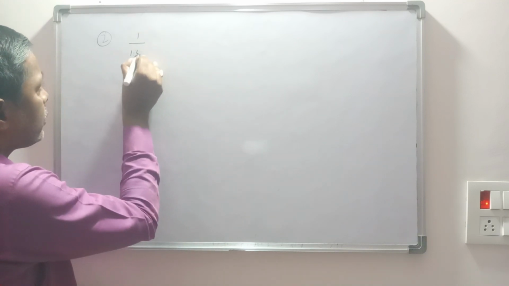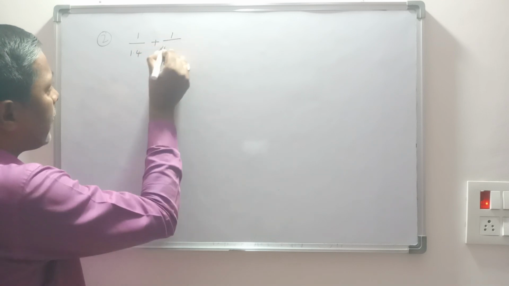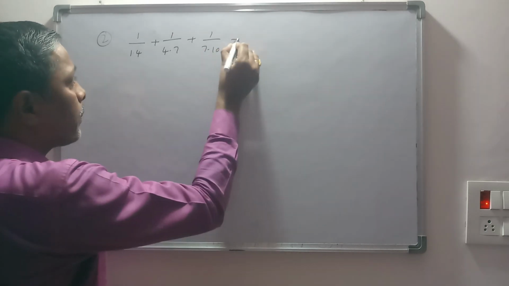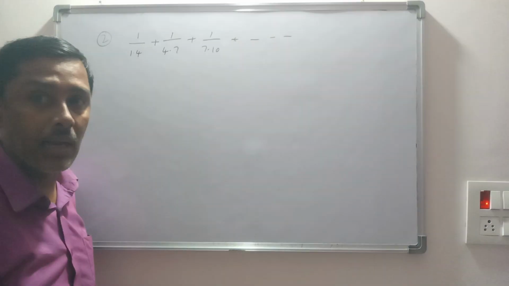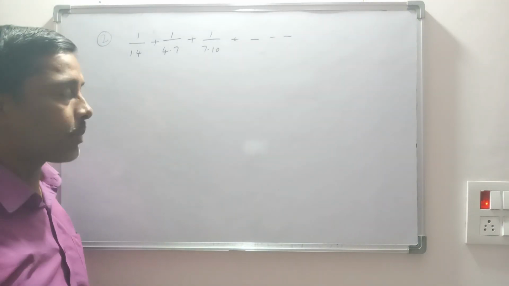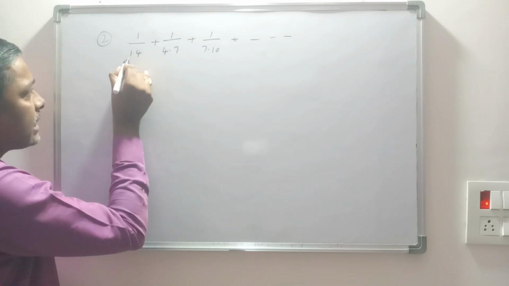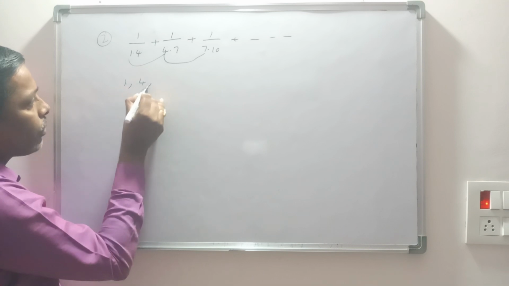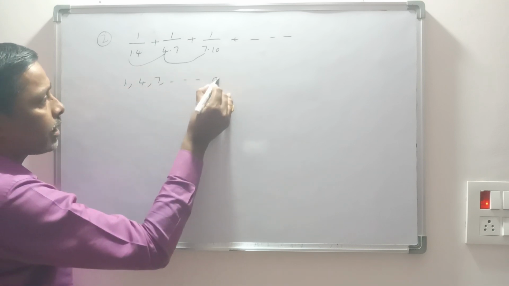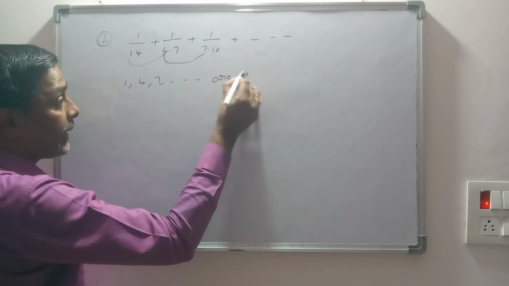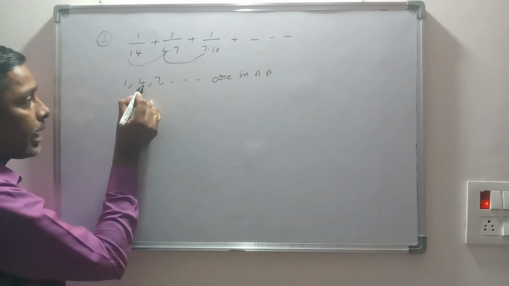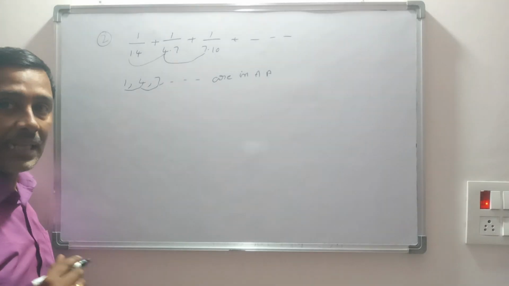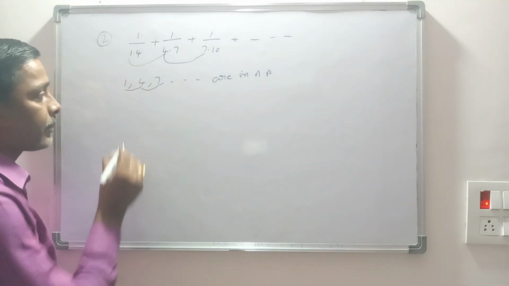1 by (1 into 4) plus 1 by (4 into 7) plus 1 by (7 into 10) plus so on. What is the nth term? How to find the nth term? What is the first term? 1, 4, 7 and so on are in AP. The difference is equal. What is 4 minus 1? 3. What is 7 minus 4? 3.